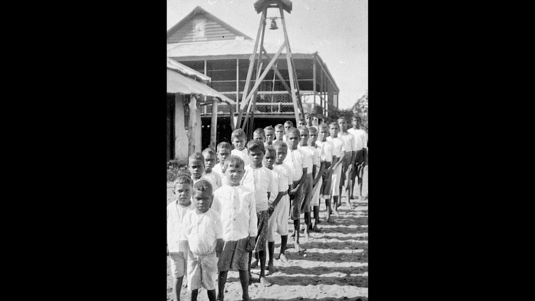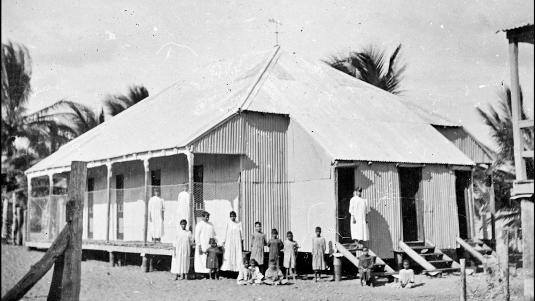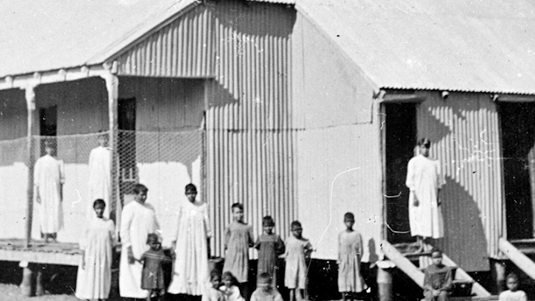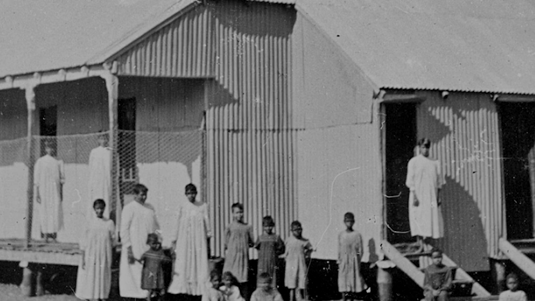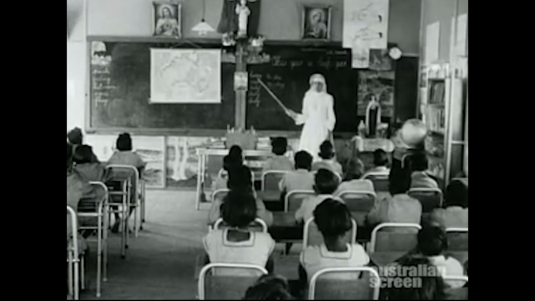These reserves were intended to keep Aborigines out of white society and reprogram them in an attempt to assimilate them into Australian white society. These kids were made to distance themselves from their own culture and language and adopt Australian white culture.